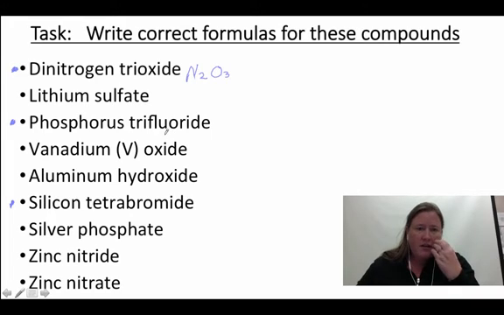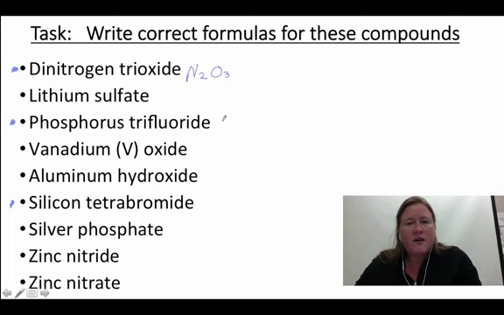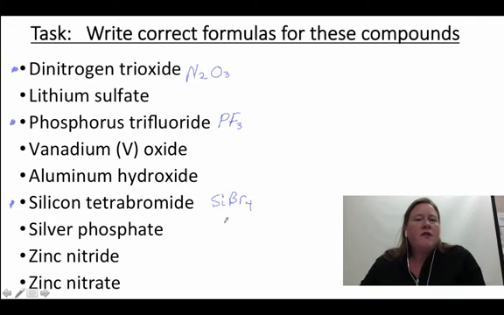Phosphorus trifluoride. Go ahead and think what you think that formula is going to be. Thinking time. Okay, we have 1 phosphorus and 3 fluorines. So phosphorus trifluoride, P, 1 phosphorus, F3. And down to silicon tetrabromide, we have 1 silicon, we have 4 bromines, so SiBr4. All right, so those are the only 3 compounds in this list that use prefixes.